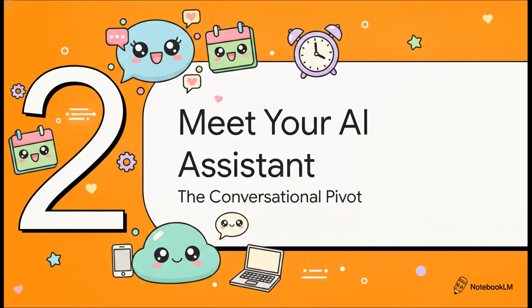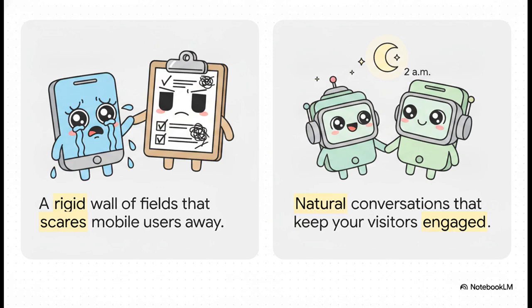Let's look at the modern solution that fixes this completely. Instead of a rigid, intimidating wall of form fields that just absolutely scares mobile users away, an AI engine guides your visitors dynamically. It feels natural, like a real conversation, asking just one question at a time to keep engagement super high. And the absolute best part? It's trained specifically on your business FAQs, your exact services, and your pricing. It basically acts as a frictionless, 24/7 front desk teammate booking clients for you at 2 in the morning.